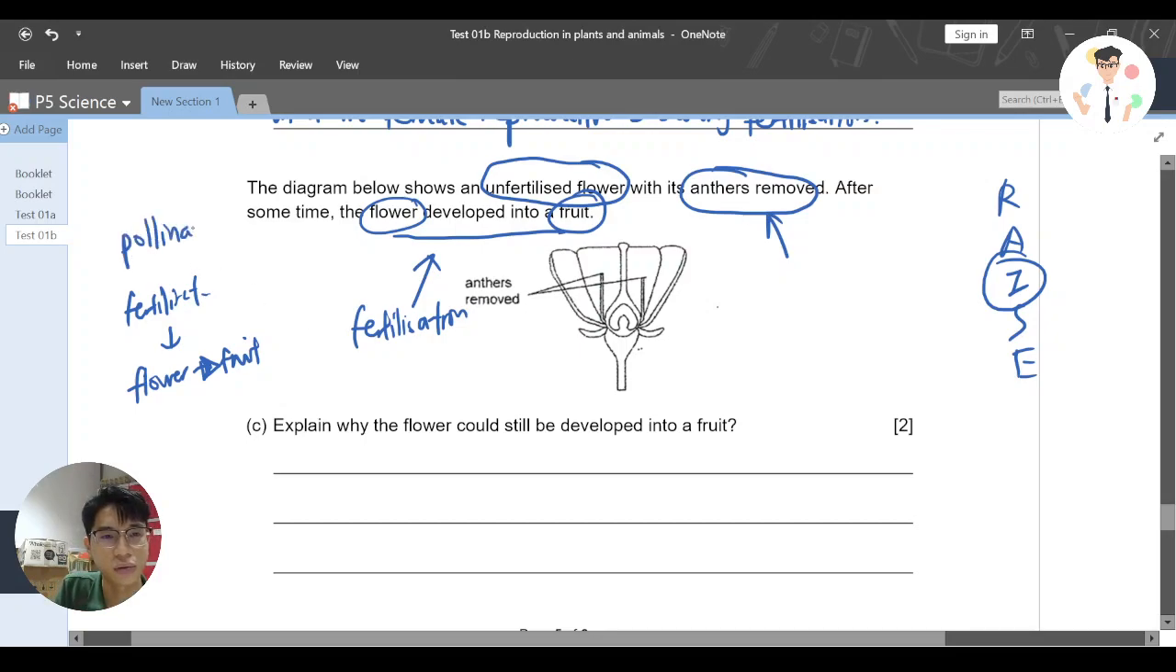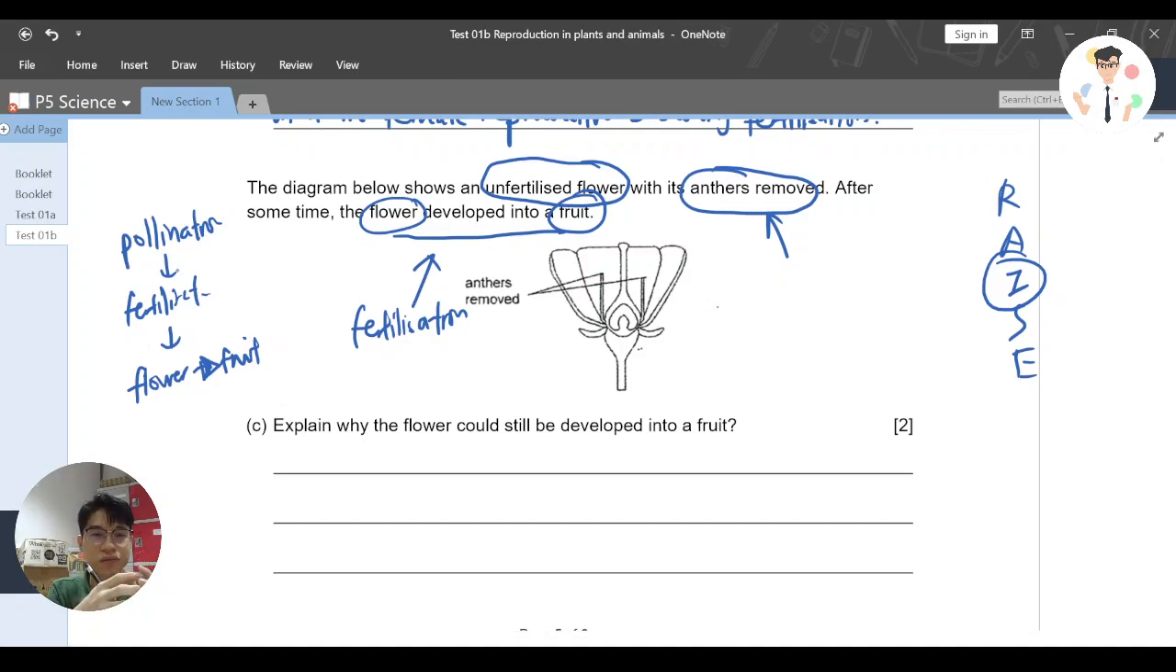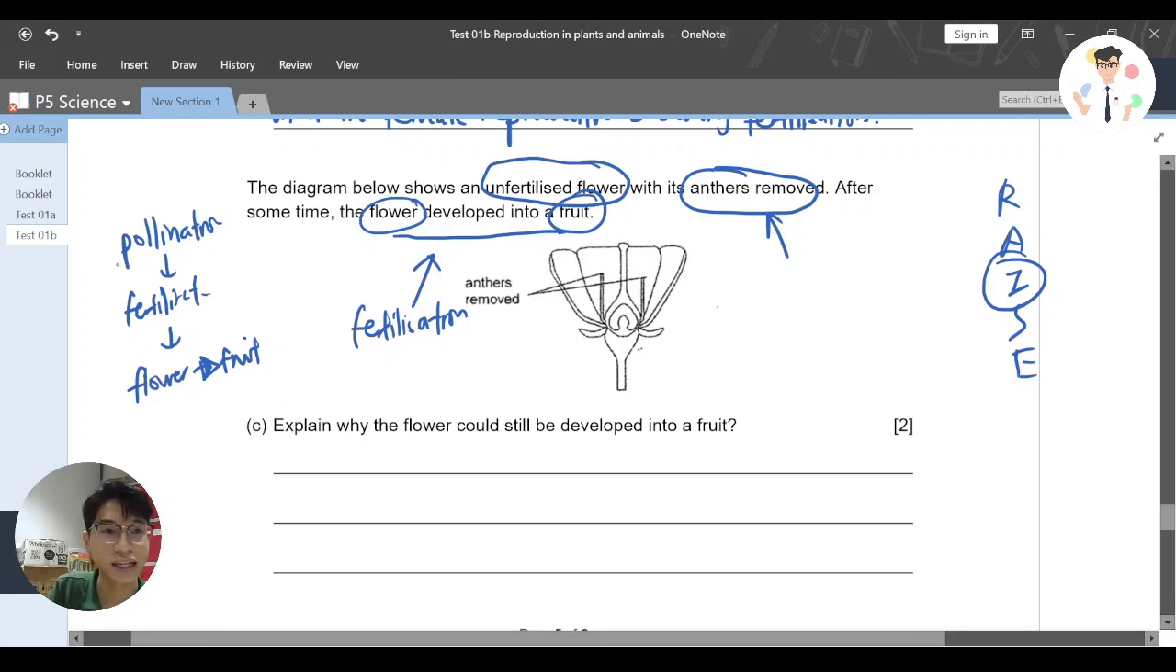But if you notice they use the word anther is being removed, that probably tells you something about what? Pollination. Why? Teacher, why is pollination involved here since nothing is mentioned here? Because pollination means what? The transfer of pollen grain from anther to stigma. When the anther, this part, is being touched, it is already related to pollination. So basically the topic is about pollination and fertilization.